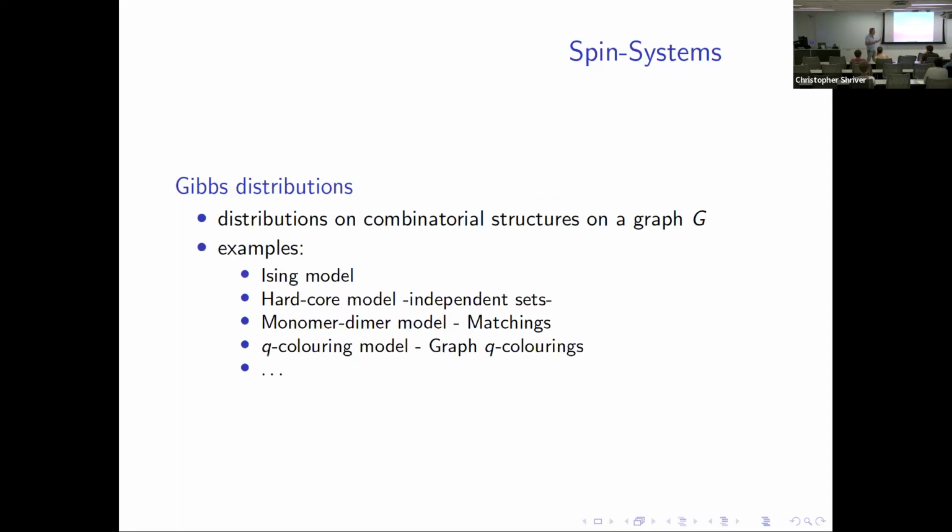Okay, so the main object in this talk is Gibbs distributions. For us, these are distributions on combinatorial structures defined with respect to some graph G. We have examples like the Ising model, the hardcore model, the dimer model, the q-coloring model, and a lot of other distributions that have been mentioned during previous talks. In this talk, we mostly focus on the Ising model and the hardcore model, like yesterday.